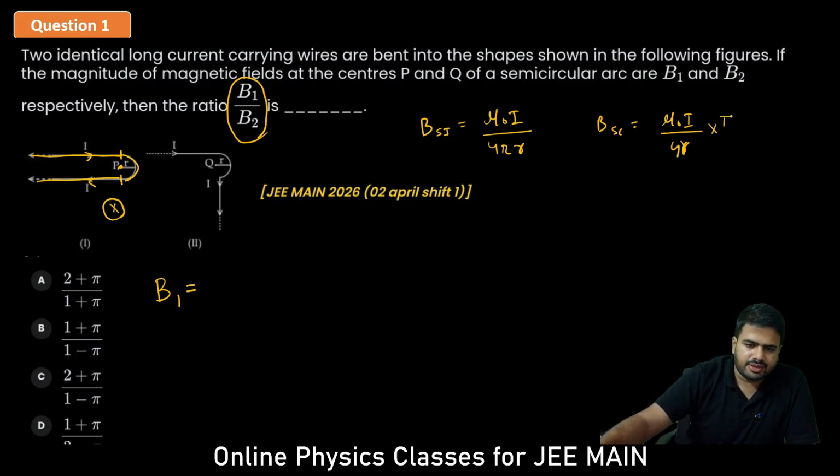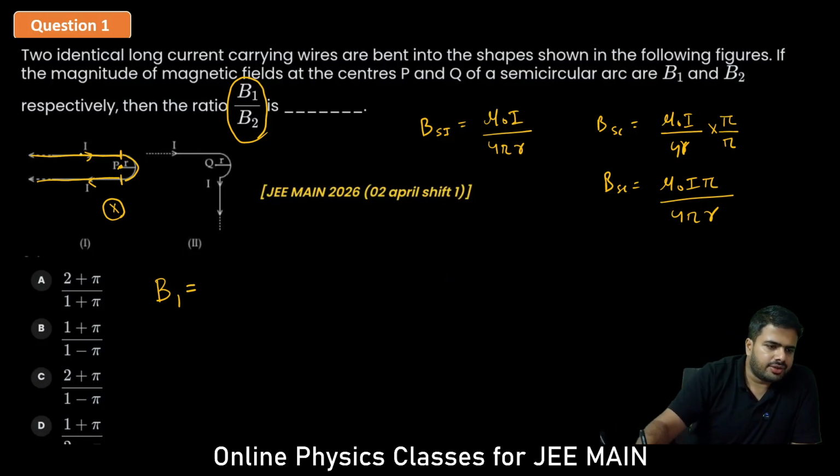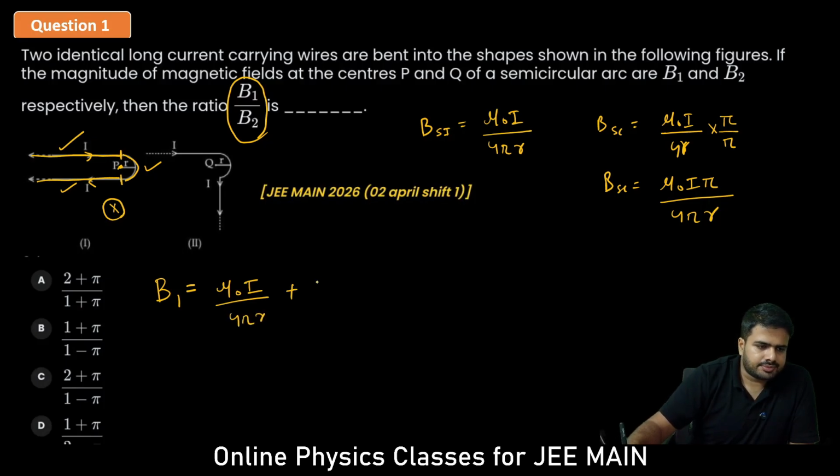We can just modify it by multiplying pi in numerator and denominator. So for the semicircle we can use this as mu naught I into pi upon 4 pi R. Okay, let's use this formula for the semicircular wire. So B1 would be for the semi-infinite plus semicircle plus again semi-infinite. I'm writing this as mu naught I by 4 pi R plus mu naught into I into pi by 4 pi R plus again mu naught into I by 4 pi R.